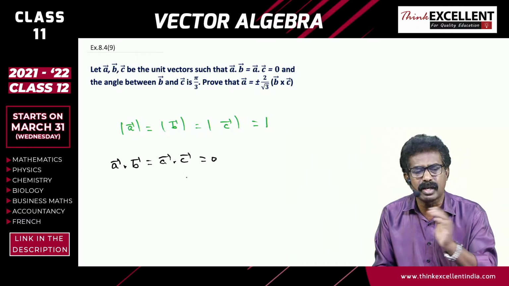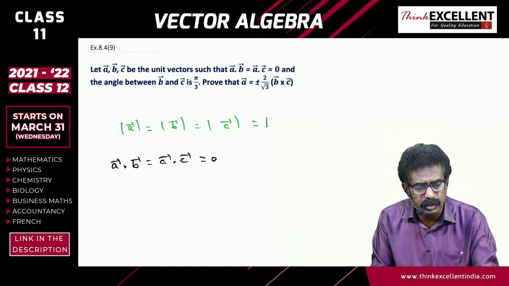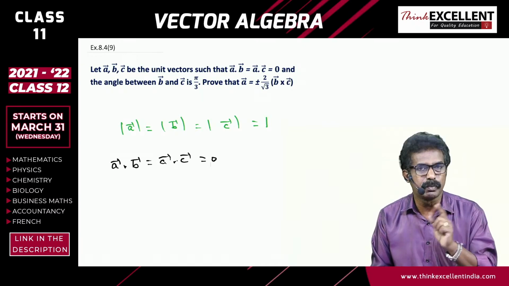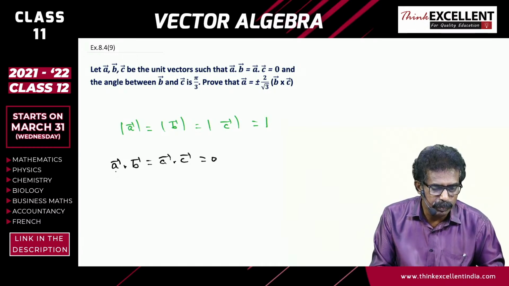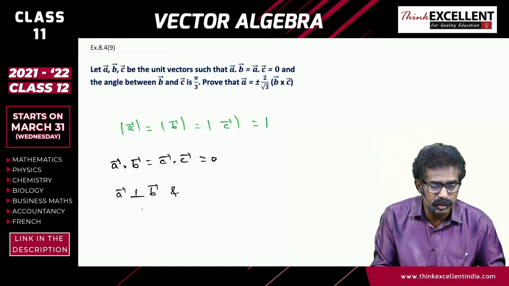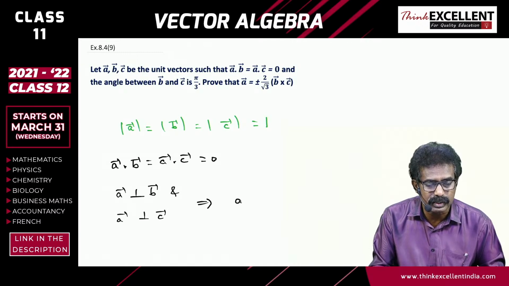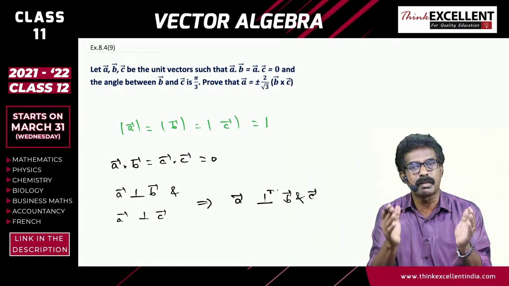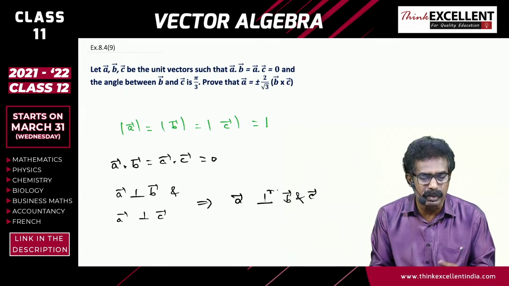See, what can you understand from here? A dot B 0, A dot C 0. Dot product 0 then என்ன சொல்லுவோம்? The vectors are perpendicular, right? அப்போ இதில் எதெல்லாம் perpendicular? A and B are perpendicular. A vector perpendicular to B vector and A dot C 0, A vector perpendicular to C vector. So together you can say A vector is perpendicular to B vector and C vector.